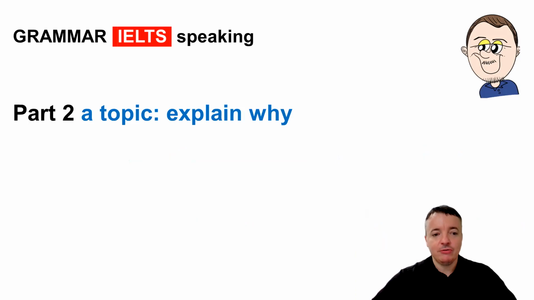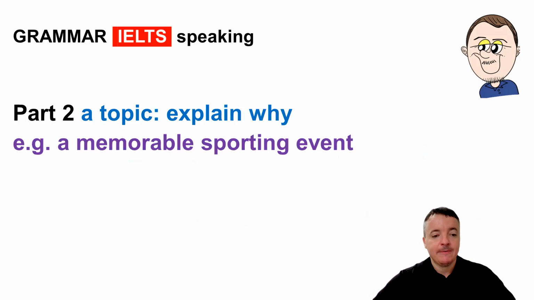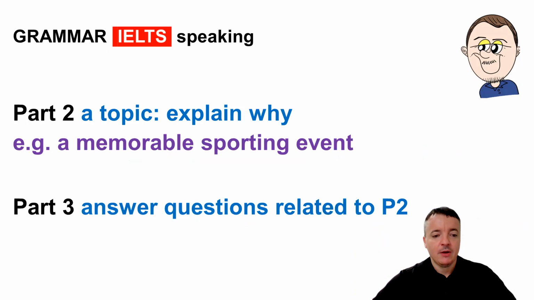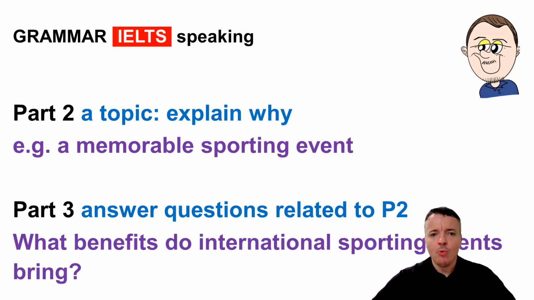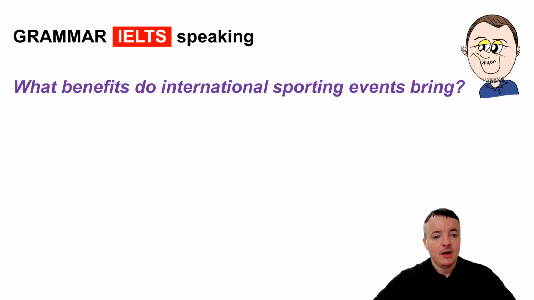Imagine in part 2, you're given a topic and then have to explain why or when or how. For example, a memorable sporting event. Then in part 3, you have to answer questions that relate to part 2. For example, what benefits do international sporting events bring? So let's take that part 3 question. How can we show a range of grammar? Let's check these two and compare these two answers.